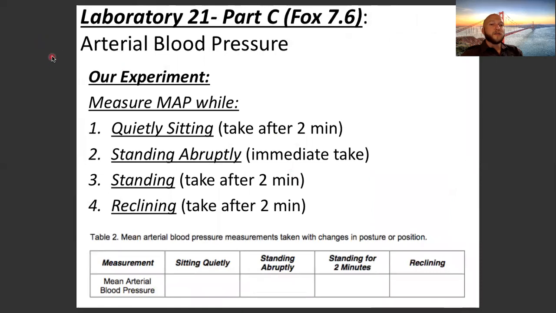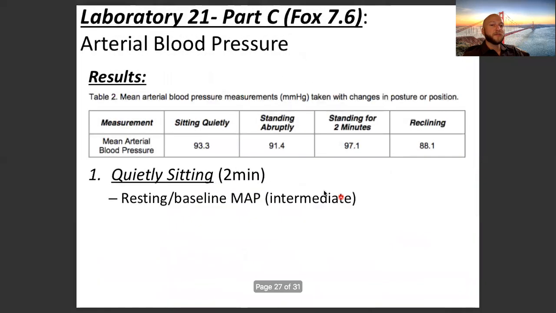All right, so arterial blood pressure, calculate MAP while sitting. Rest for 2 minutes while sitting, take your blood pressure, stand up immediately, take it after 2 minutes of standing, and after 2 minutes of reclining. In the last video, I said hypothesize. What's going to happen? What's going to have the highest? What's going to have the lowest? And why? Well, let's get into it.